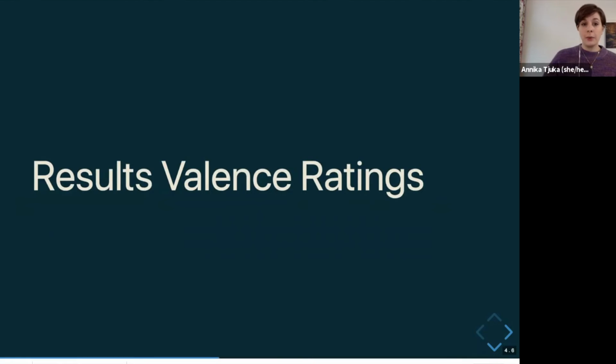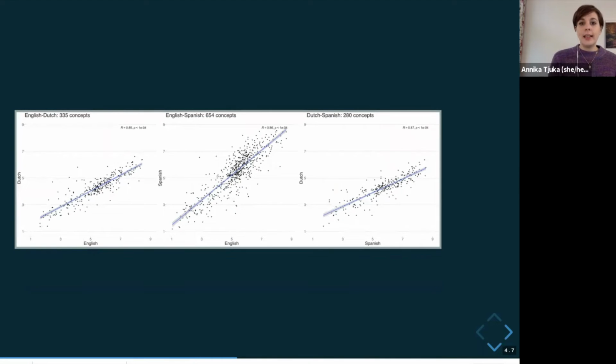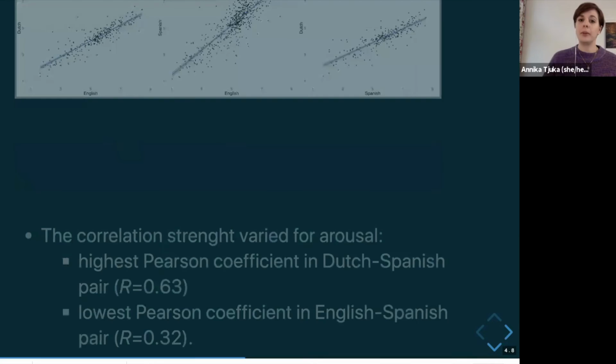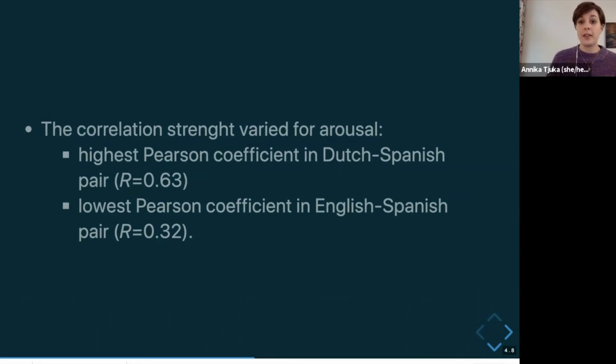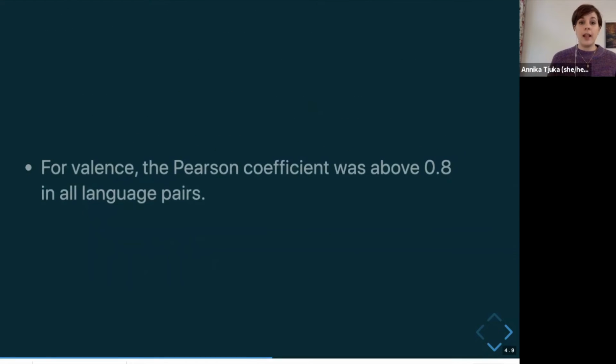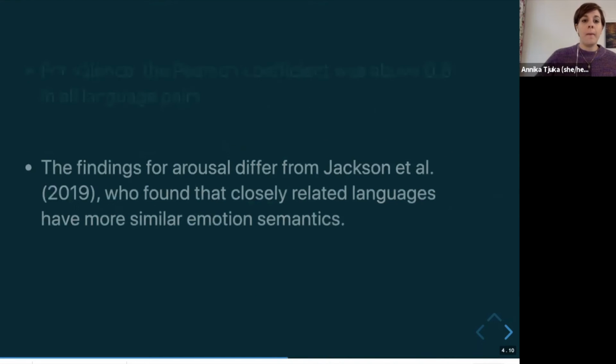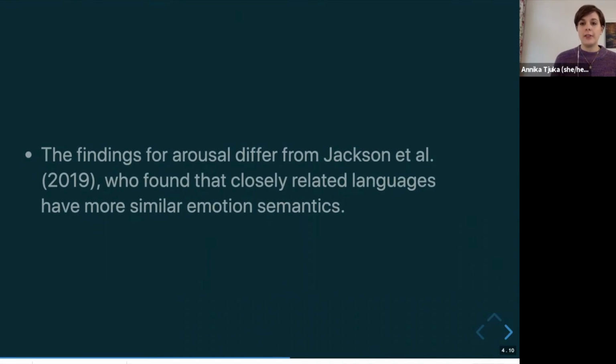For the valency ratings, we have the following results. As you can see here, the ratings align much more closely across all 3 language pairs. We have a 0.8 correlation coefficient across all 3 data sets, which is what we would have expected for those very closely related languages. So the correlation strength varies for arousal, and for valency, the Pearson coefficient was above 0.8 in all language pairs. The findings for arousal actually differ from a study by Jackson et al., who found that closely related languages have more similar emotion semantics.